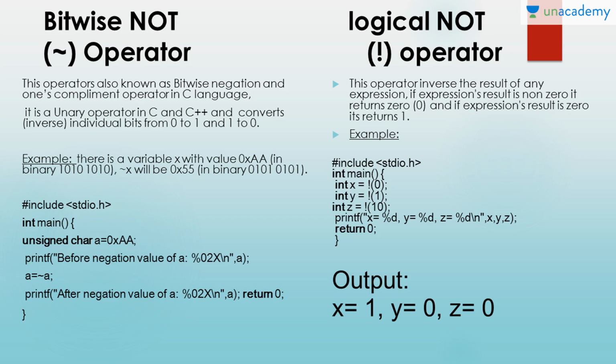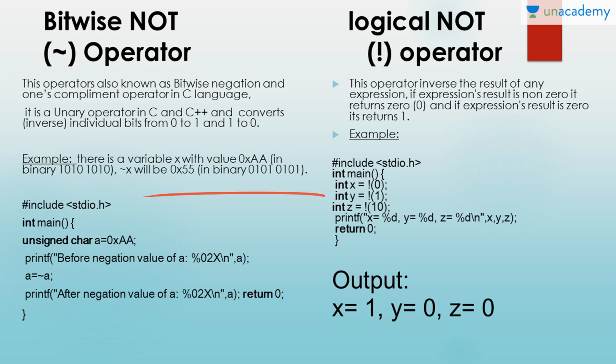So consider an example here. We have a variable x with the value 0xAA. 0x represents that it is a hexadecimal number. AA, as we have learnt in hexadecimal numbers, A represents 10. So 0x represents hexadecimal, and AA represents 10 and 10. When we represent it in binary, we will have it in this form. So the complement of x, the value that will actually be obtained, is 0x55.